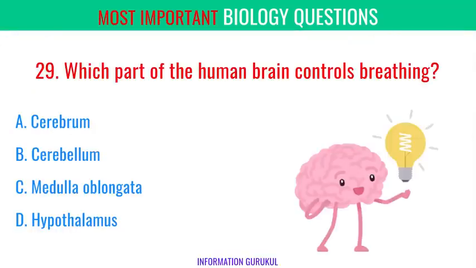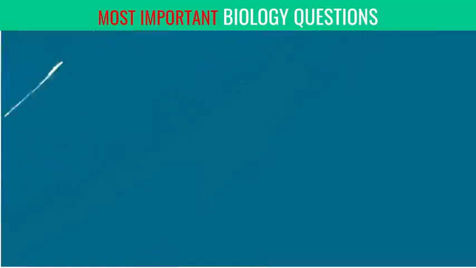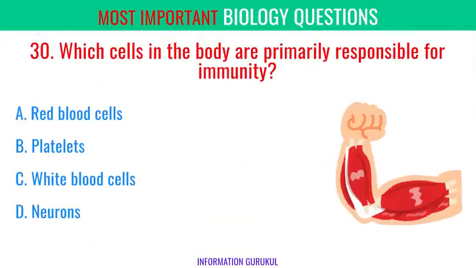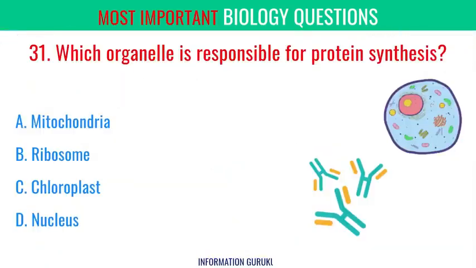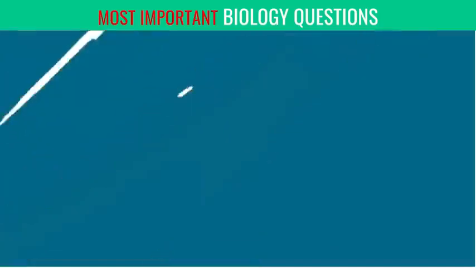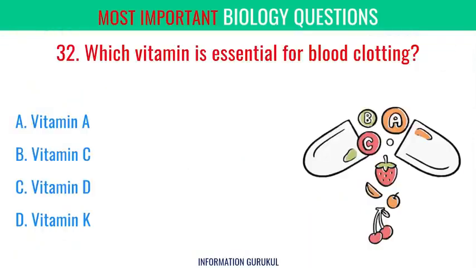Which part of the human brain controls breathing? Medulla oblongata. Which cells in the body are primarily responsible for immunity? White blood cells. Which organelle is responsible for protein synthesis? Ribosome. Which vitamin is essential for blood clotting? Vitamin K.